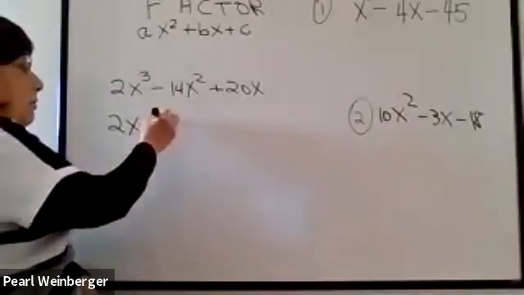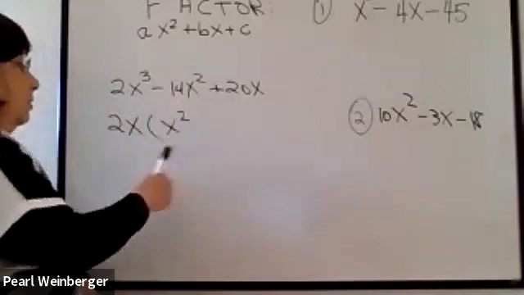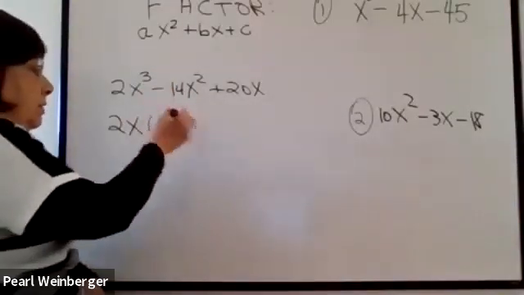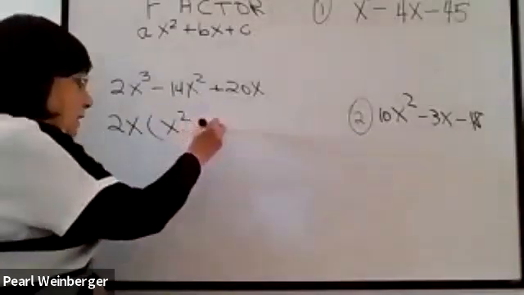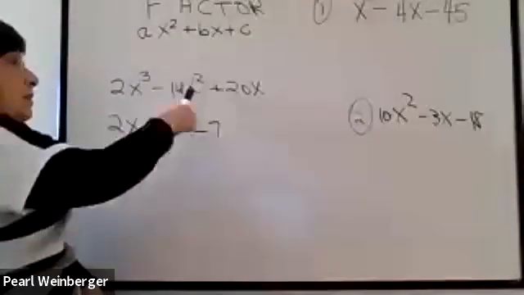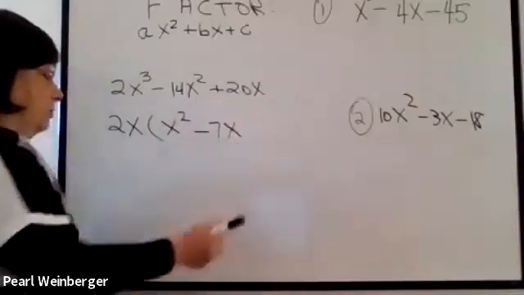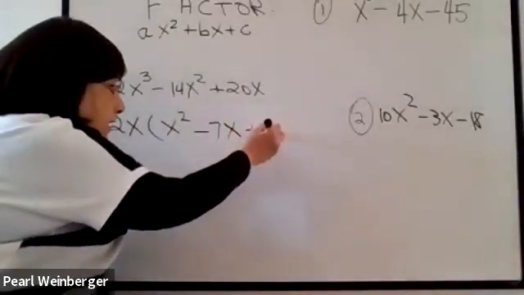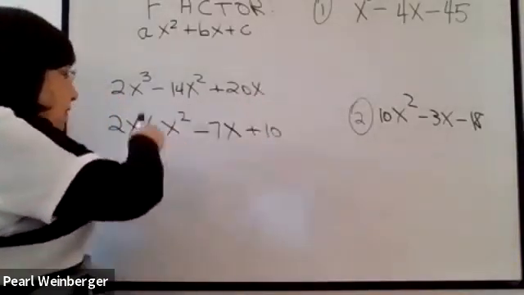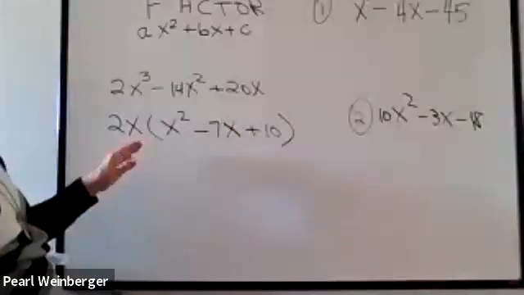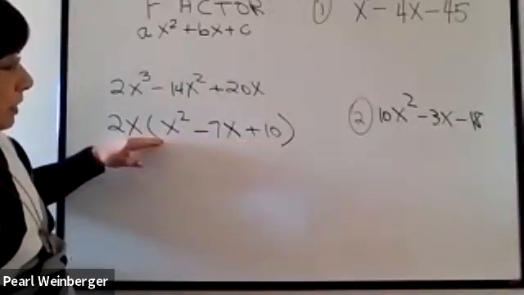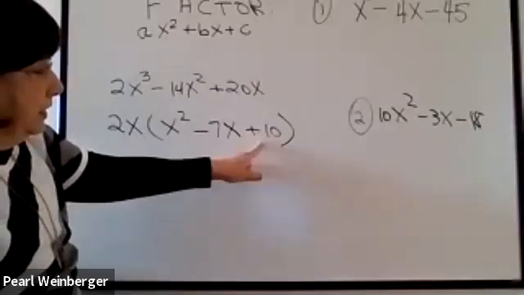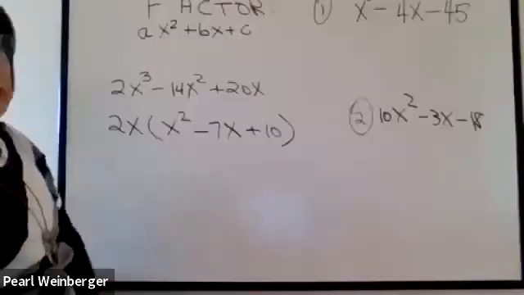Find my common factor and divide it out. 2x into 2x cubed, the 2's cancel out. This gives me x squared. 2x into negative 14x squared. So the 2 into the negative 14 gives me negative 7. The x into the x squared leaves me x. And finally, the 2 into the 20 gives me positive 10. And the x's cancel out. So I'm left with, inside my parentheses, x squared minus 7x plus 10.